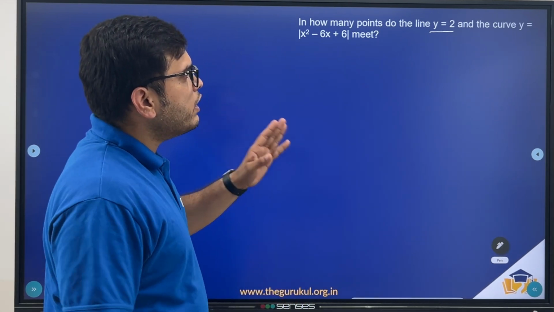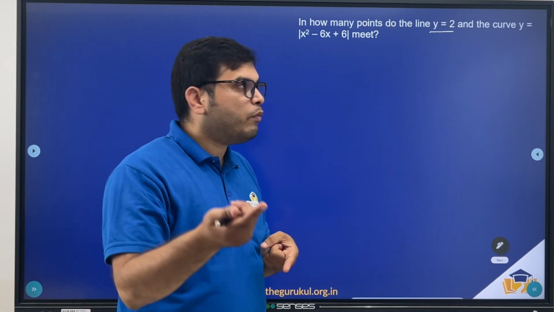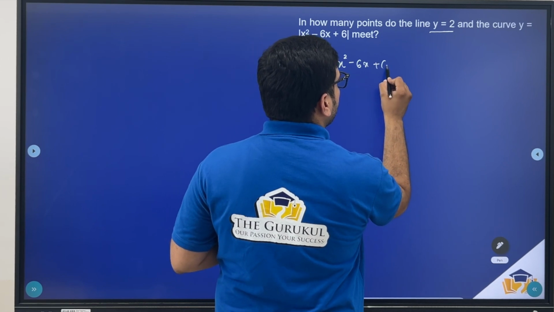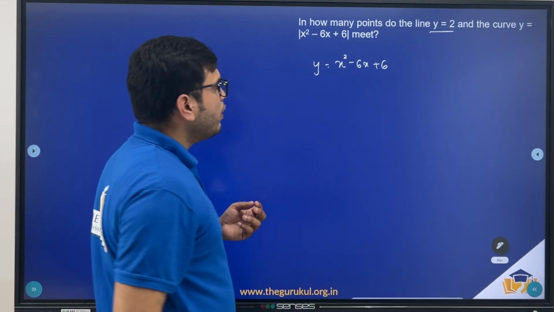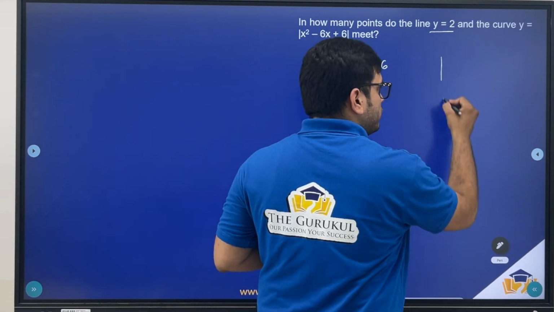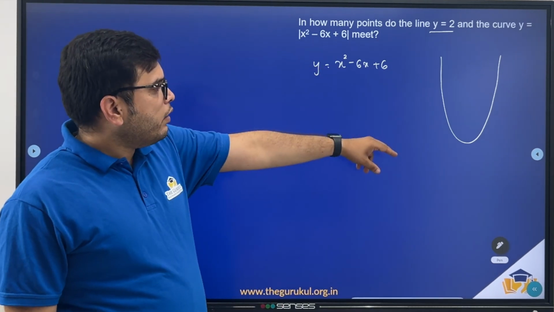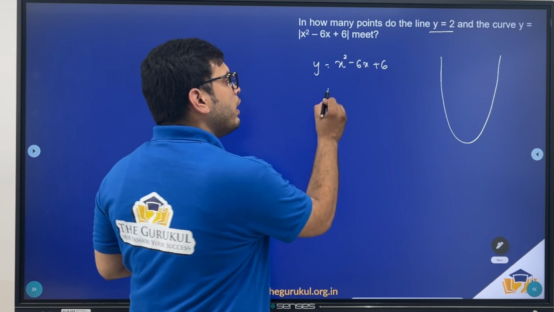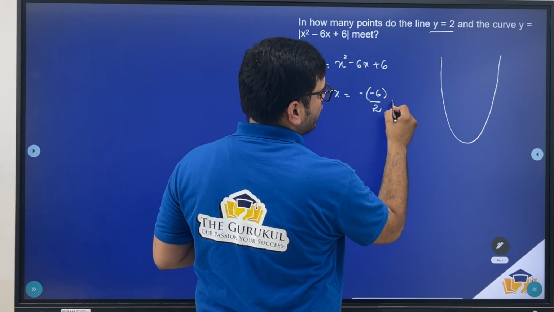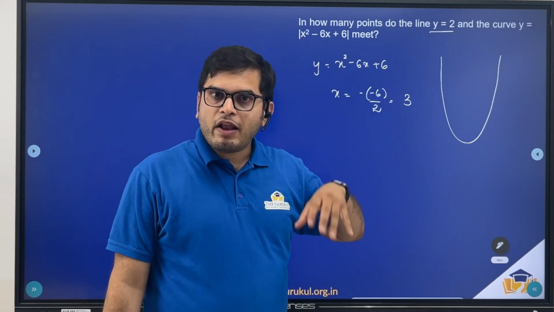Now, let's plot the graph of the curve y is equal to x square minus 6x plus 6. Then we'll apply modulus. So, we have x square minus 6x plus 6. Now, this will be having a minimum value because this will be an upward facing parabola. The coefficient of x square is positive and it will attain its minimum value when x is equal to minus b by 2a. So, minus of minus 6 by 2, which is nothing but 6 by 2, 3. So this expression will have its minimum value when x is equal to 3.